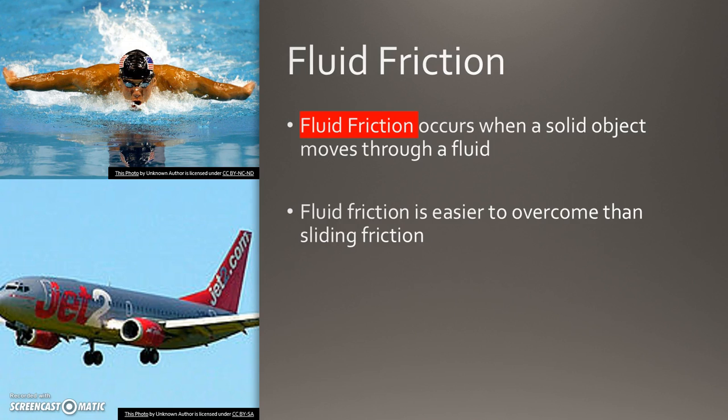The third type is fluid friction. Fluid friction occurs when a solid object moves through a fluid. You can think of swimming, where your hands are moving through the water, or being in an airplane, where the airplane is going through air, and air is considered a fluid. Once again, fluid friction is much easier to overcome than sliding friction.